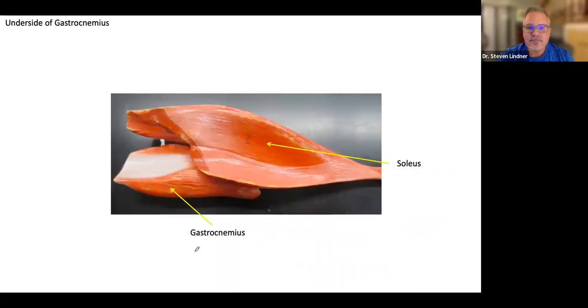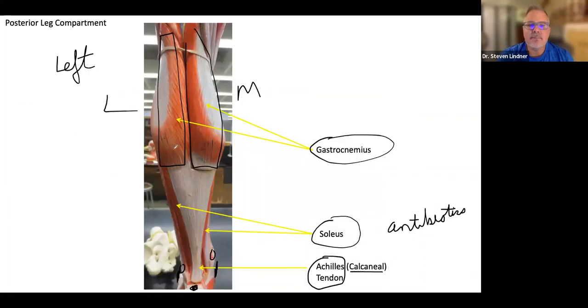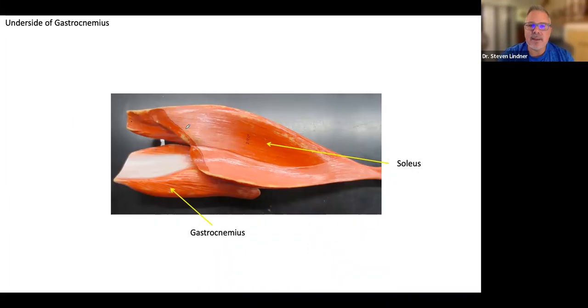So here is the gastrocnemius, and it's removed. Here's the gastrocnemius removed, and this is what the soleus looks like that's deep to it.